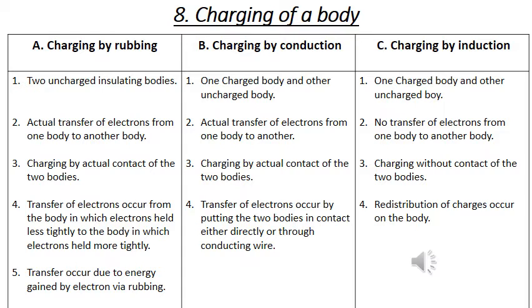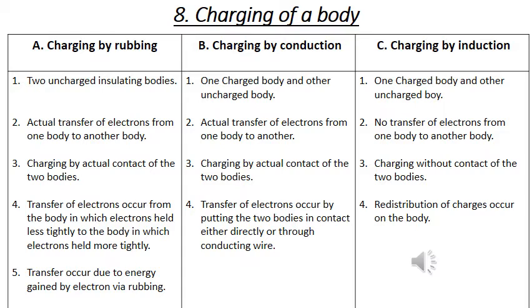The transfer of electrons occurs from the body in which electrons are held less tightly to that in which electrons are held more tightly. In this process, the body which gives electrons becomes positively charged and the other which gains electrons gets negatively charged. Second is charging by conduction. When one charged body is put in actual contact with an uncharged body, some charge transfers to the uncharged body. In this process, both the bodies become like charged.